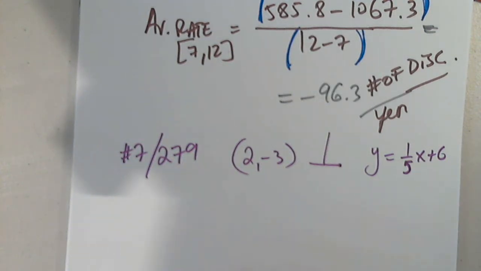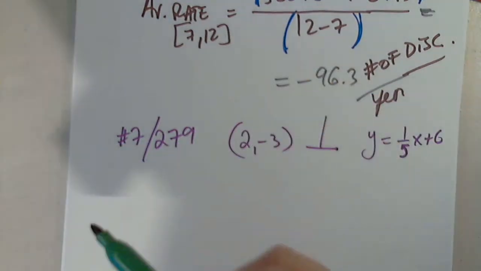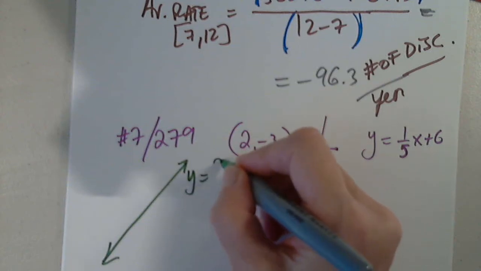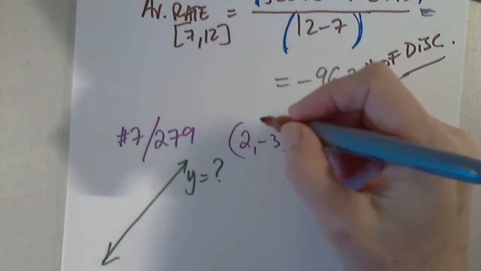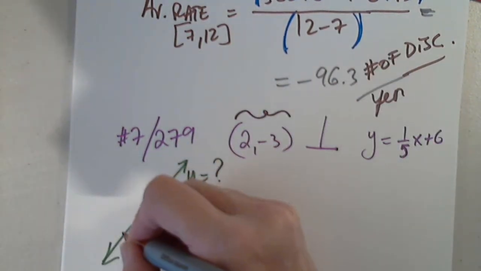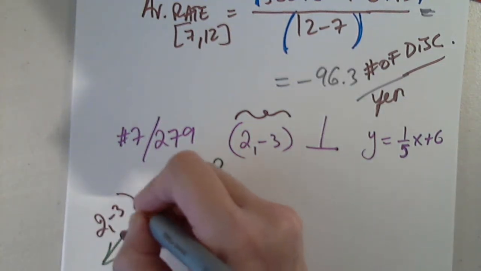So here is the scenario, here's the idea. Forget about this for a moment. We're asked to find the equation of this line. This line has an unknown equation. And now we're asking ourselves, what do we know about this line? Well, we do know two things. One thing is that this line passes through this point. So somewhere along the line, I have (2, -3).